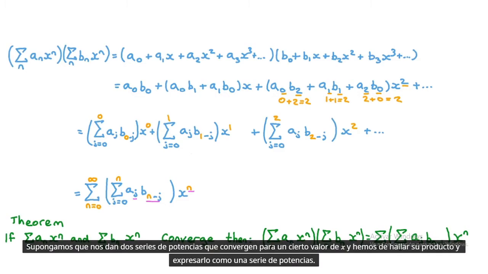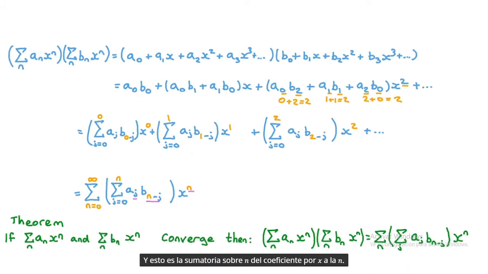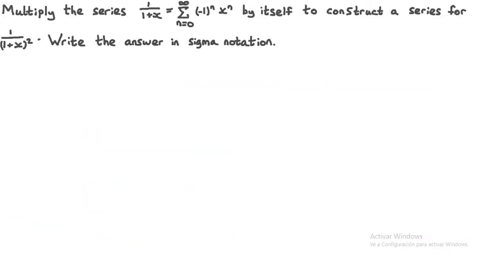If we're given two power series which converge for a certain value of x, then the product of these two power series is equal to, we sum over n to find the coefficient of x to the nth power, and this coefficient is the sum over j of aj multiplied by bn minus j. Let's take a look at an example to see how we can use this formula in practice.